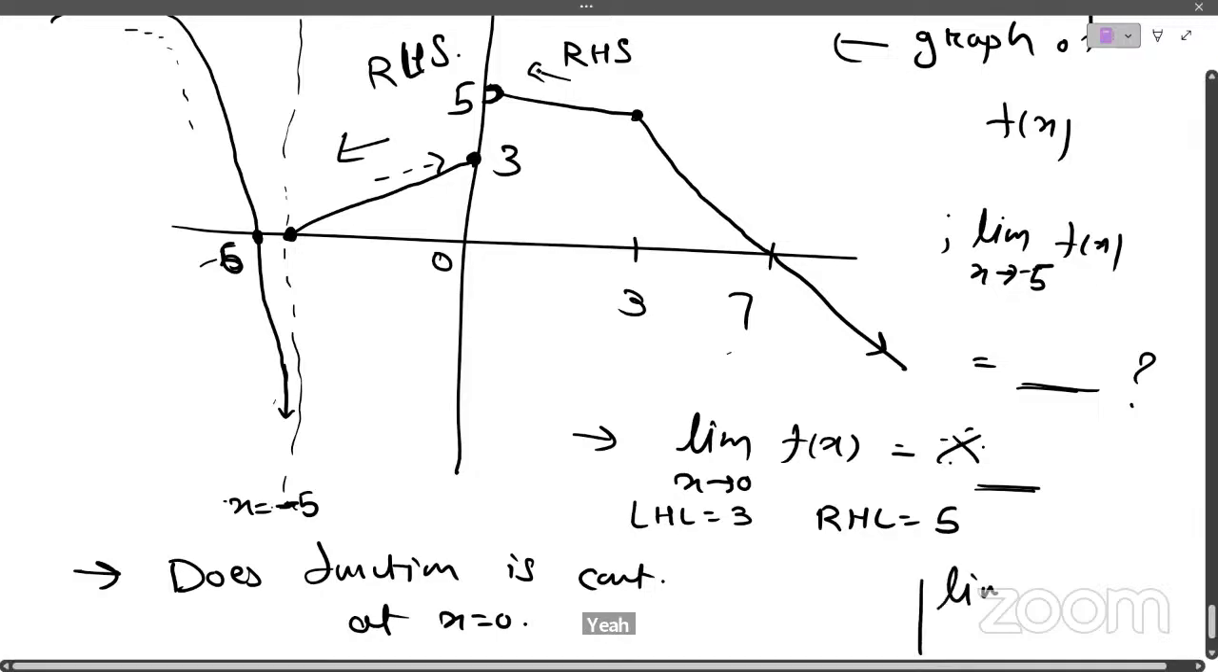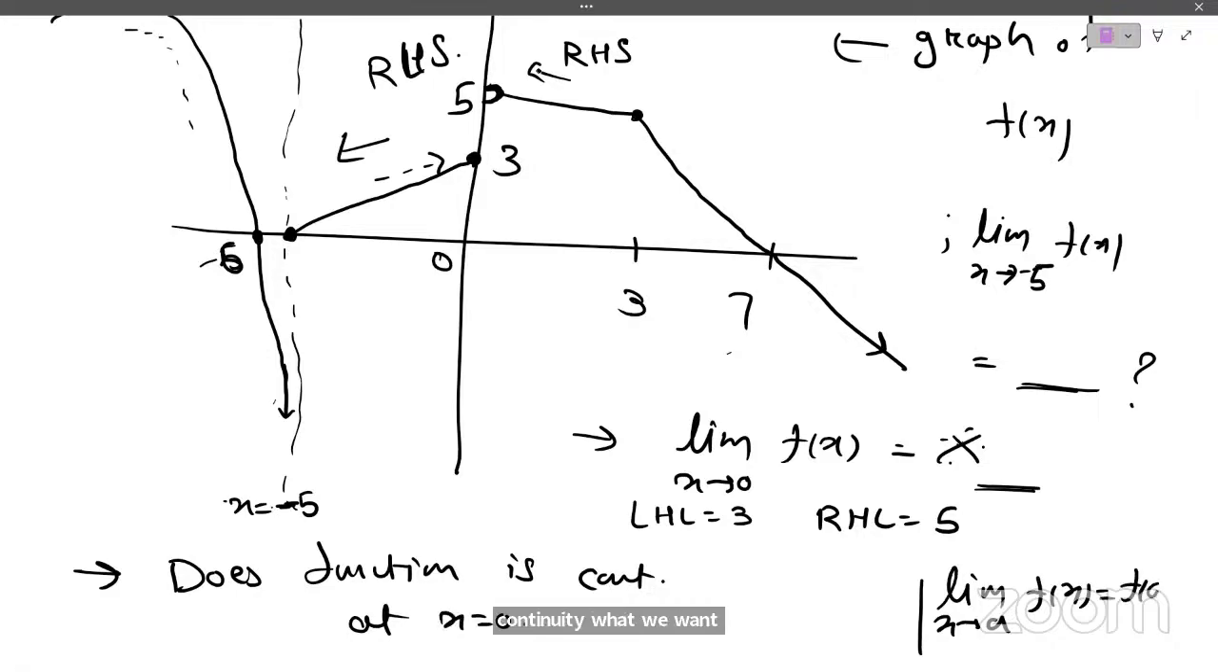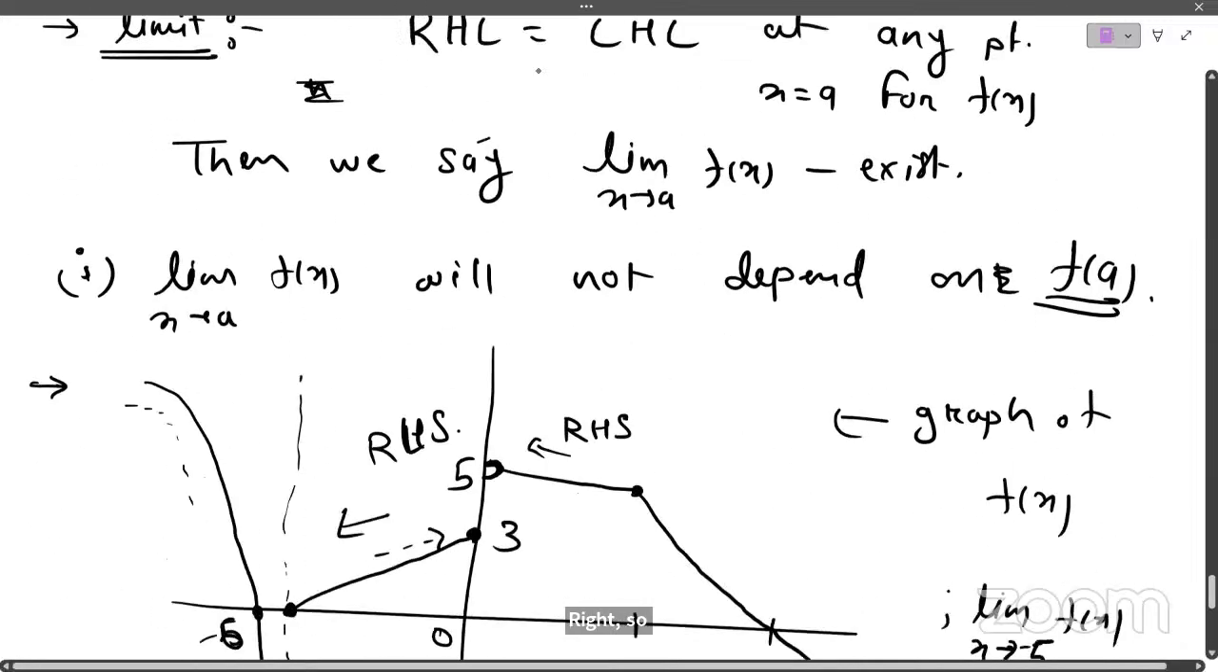For continuity, what we want is the limit as x goes to a of f(x). First it should exist and it should be equal to f(a). Then we can talk about continuity. Continuity is a bigger property than limit, right? So here the limit is not existing, so there is no chance of continuity.